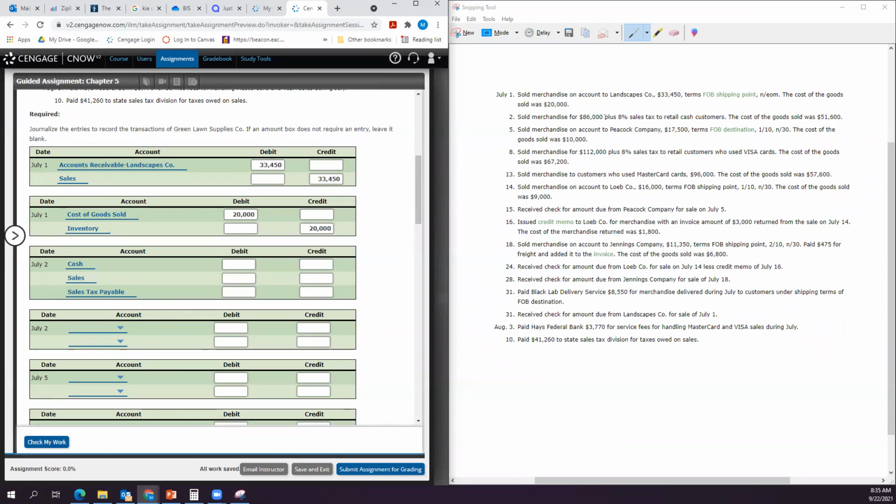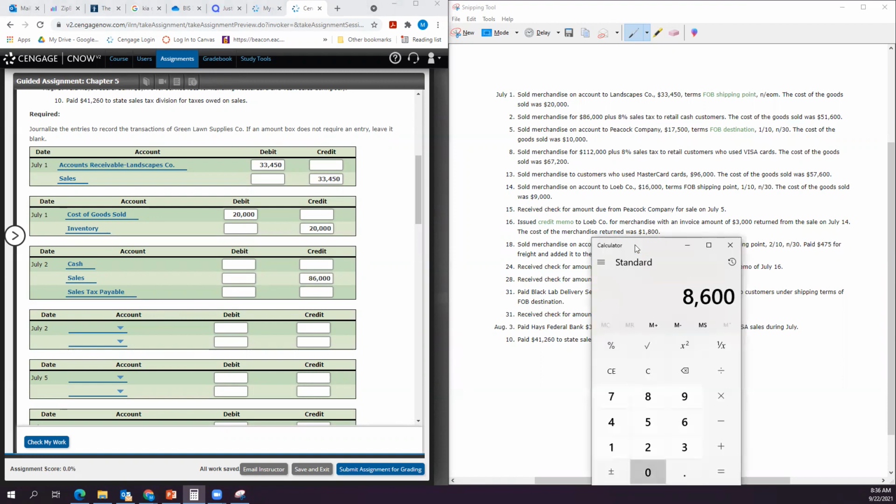So if our sales were $86,000 plus 8% sales tax, we could say sales was $86,000. Then 86,000 times 0.08, that's going to be the amount of sales tax payable. And then the two added together would be the total amount of cash we collected. So 86,000 plus 6,880 is $92,880.